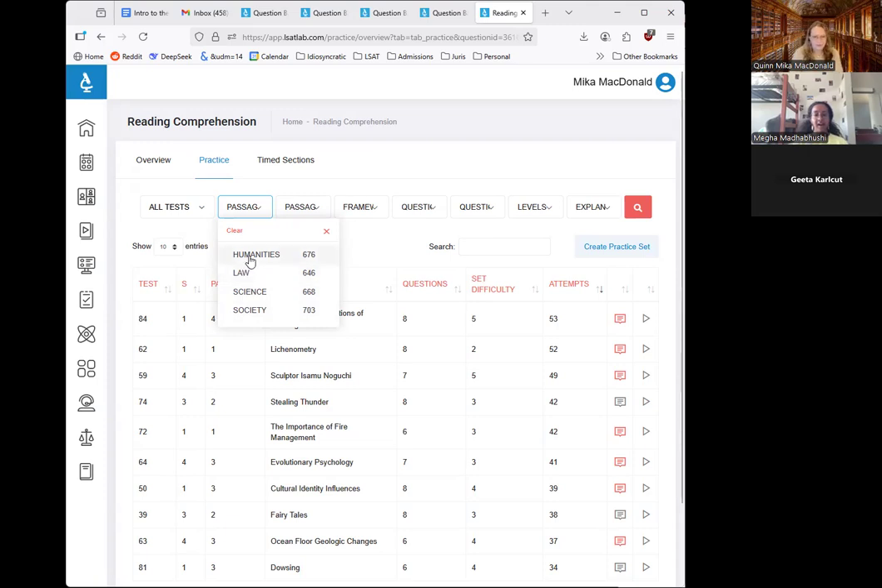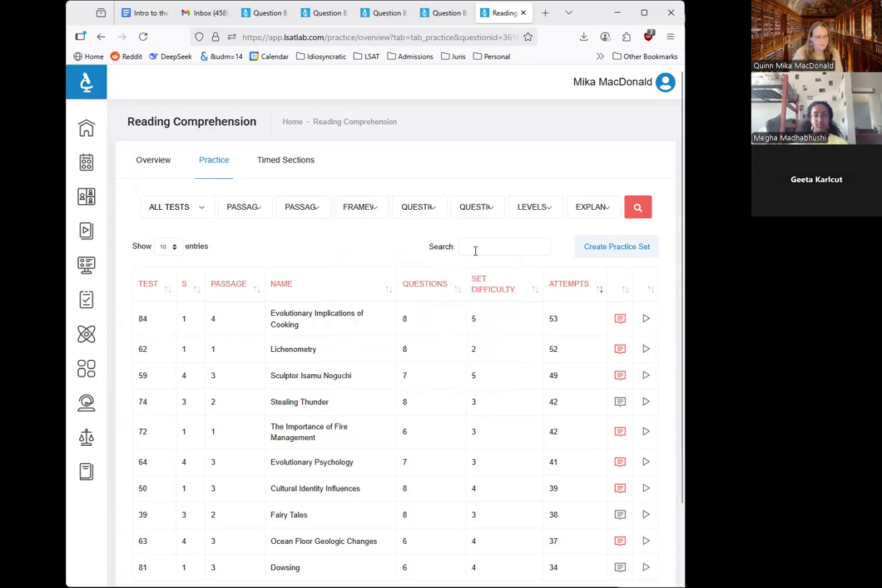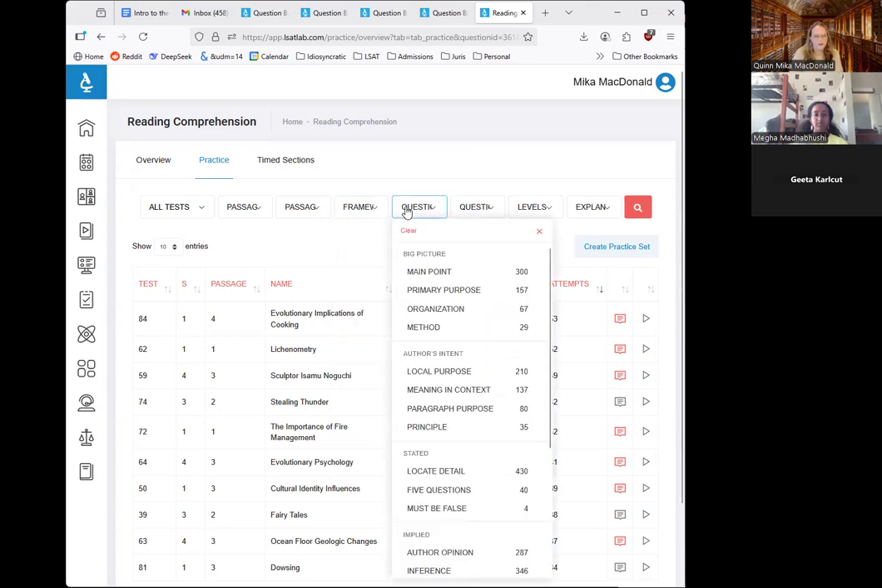My bigger thing, and one we'll talk about greatly today, is frameworks. Frameworks are a method of understanding what the author is functionally attempting to do within a passage. And LSAT Lab, the test prep vendor that I prefer, divides passages into 7 broad frameworks, and we will talk extensively about those.